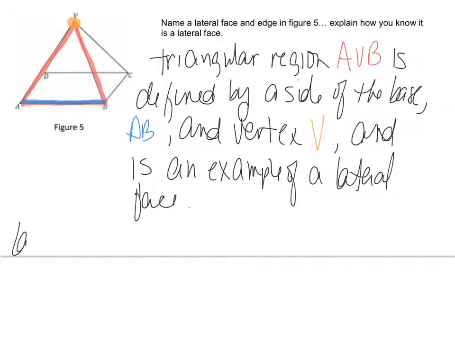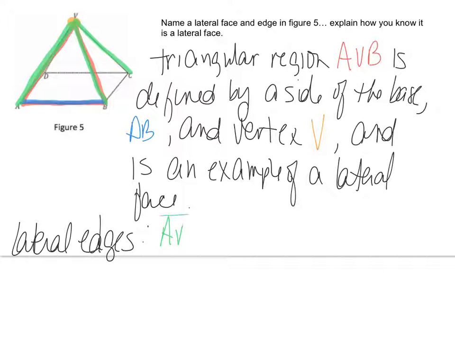My lateral edges, once I tell you what they are, are sort of easy to figure out. Let's get a new color. Green. Lateral edges are all the edges of the figure that go up to the vertex. Those are all lateral edges. So now you know the pieces and the parts of a rectangular pyramid and a general cone.